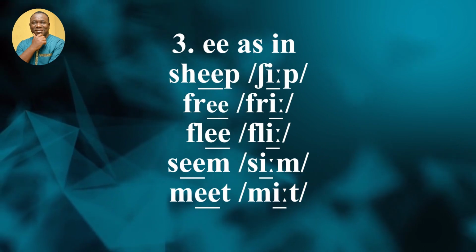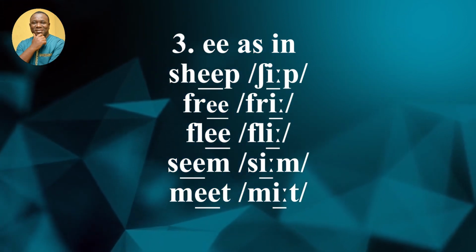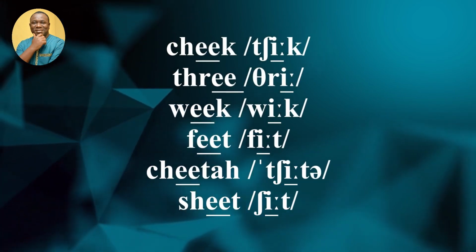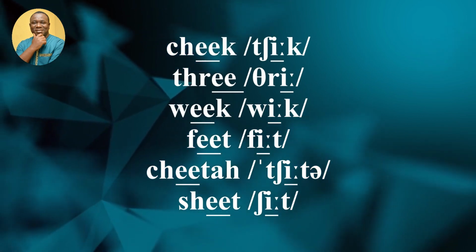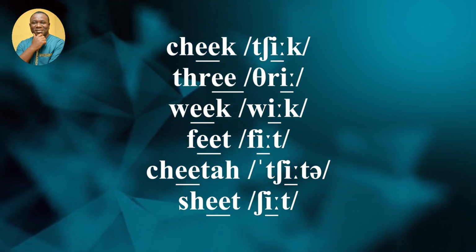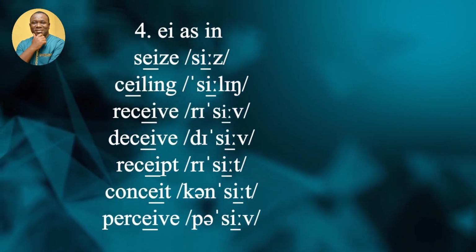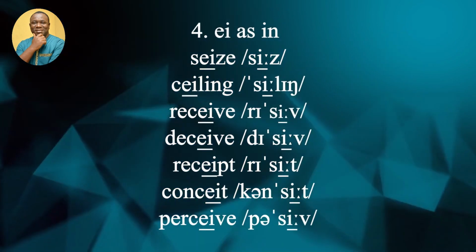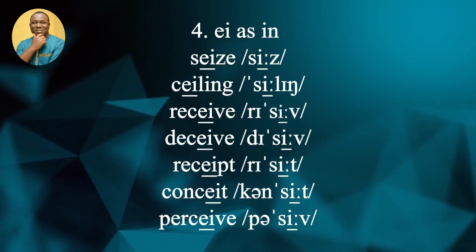Another spelling symbol is EE, as in sheep, free, flee, seam, meat, cheek, three, weak, feet, cheetah, sheet.